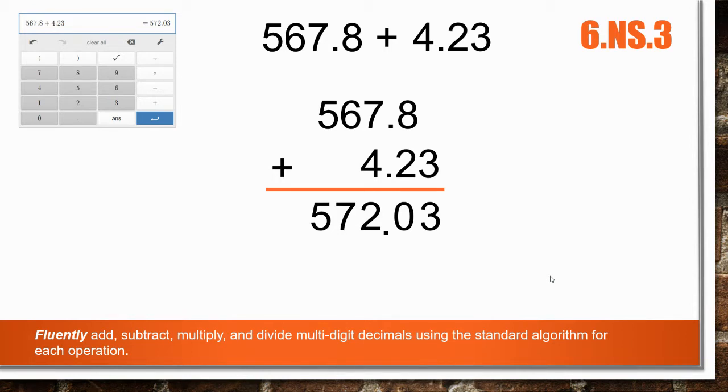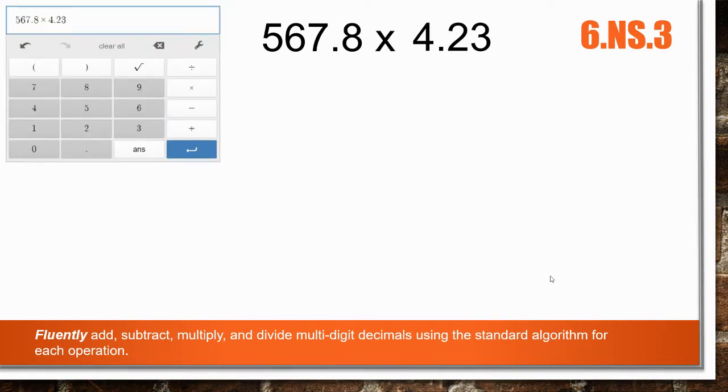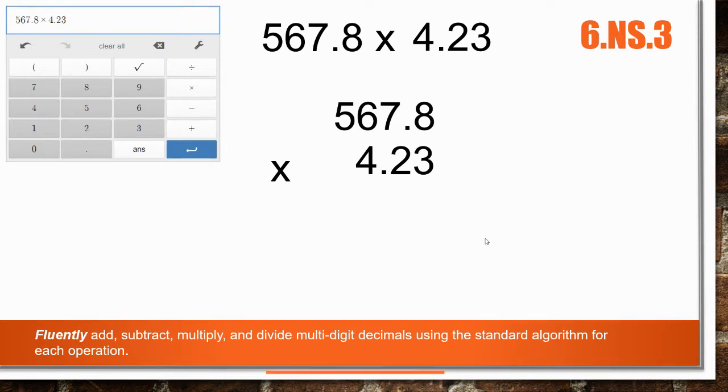I'm going to skip subtraction because it works exactly the same way. We're going to move to multiplication. Let's look at 567 and 8/10 times 4 and 23/100. I have the calculator loaded there for you. When I do this, I don't have to worry about lining up my place values because it's very different from addition. So now I'm not going to worry about where the decimal is at this point. I'm just going to multiply.